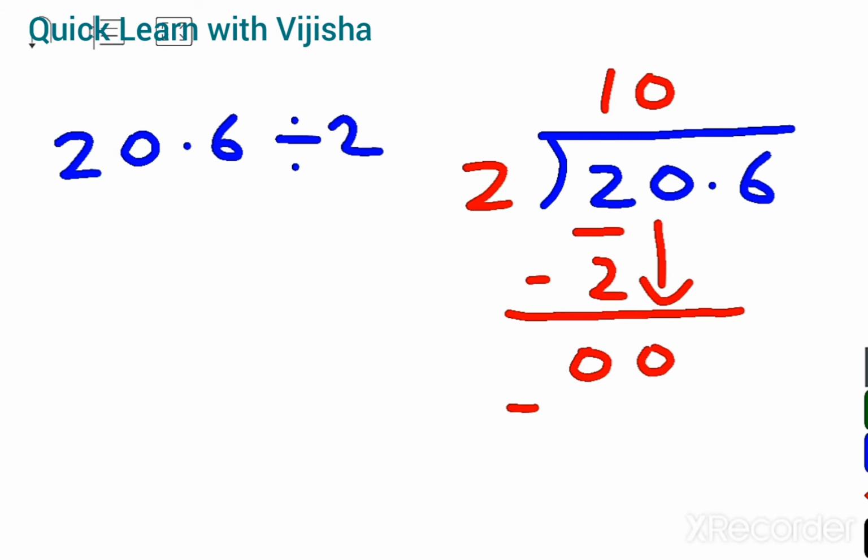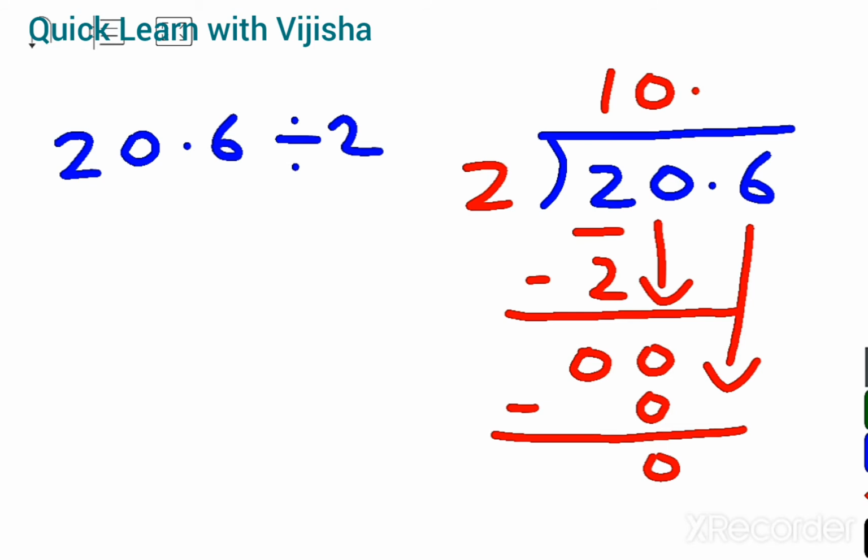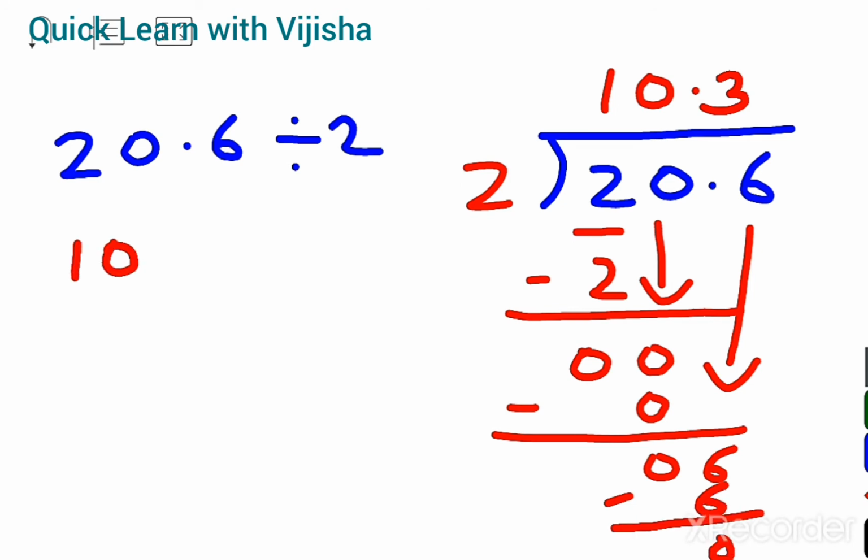You can also do it. So you can do it in this way. Before carrying down this 6, you will put a decimal. 6, 2 3s will give you the value as 6. So your remainder is 0. So the answer for this question is 10.3. Same way you can do the fourth question also.